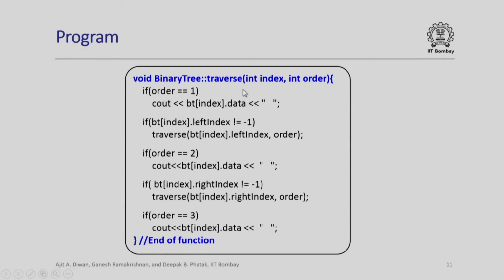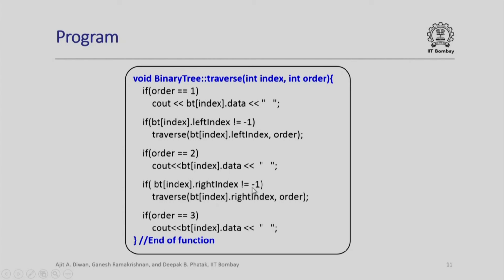Here is a traverse function. We just go by the order. We have arbitrarily chosen 1, 2 and 3 as representing 3 different traversal orders. If order is 1, we simply output the bt index.data. If left index is not -1, that means there is something on the left, then I will say traverse bt index.left index order. So, you can see that I am calling this traversal again depending upon whether the left index is -1 or not. Same thing about the right index that we will do.